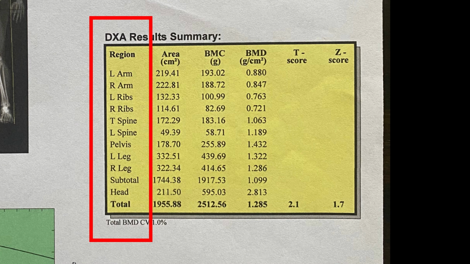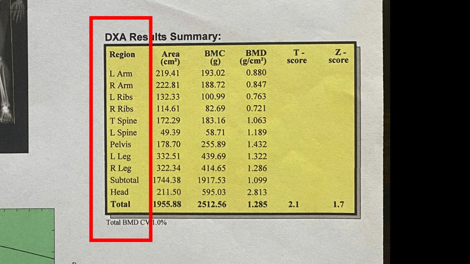In that yellow box, there are regions. You'll see both of your arms, both sides of your ribs, your T-spine, which is kind of the middle of your back. Your L-spine is your low back. Your pelvis is very low on your spine, kind of where your hips and your legs attach. And then both your legs, along with a subtotal, adding your head, and then a total.